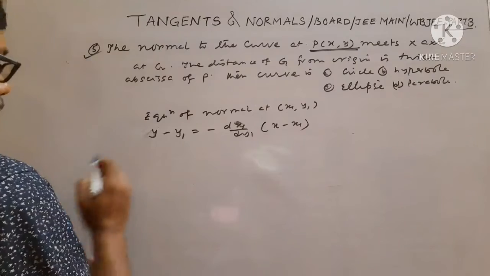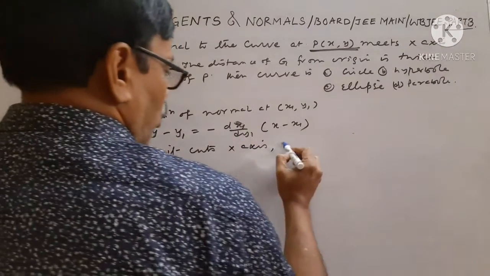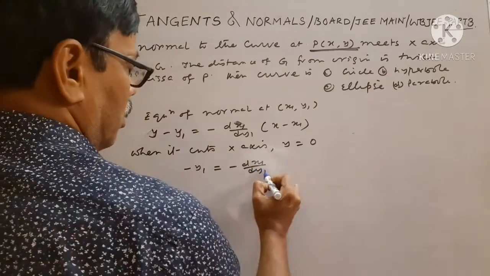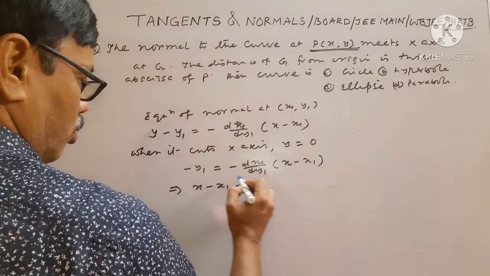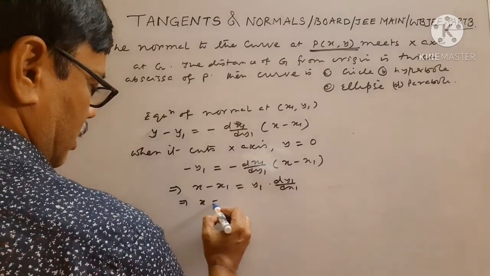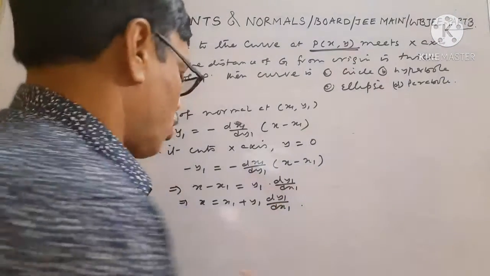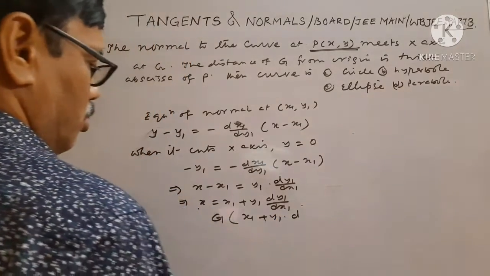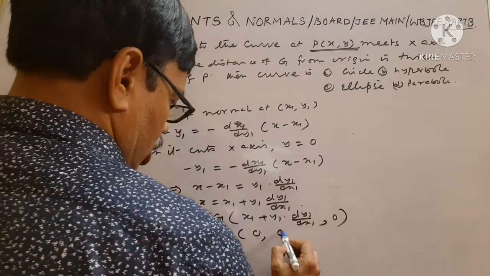So it cuts the x-axis at G. When it cuts the x-axis, y equals 0. So minus y1 equals minus dx1 by dy1 into x minus x1. So x minus x1 equals y1 into dy1 by dx1. So what is x? x1 plus y1 into dy1 by dx1. So this is the coordinate of G: x1 plus y1 dy1 by dx1, comma 0. And the origin is 0, 0.